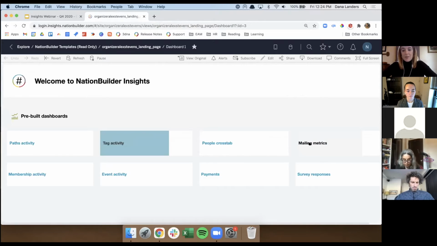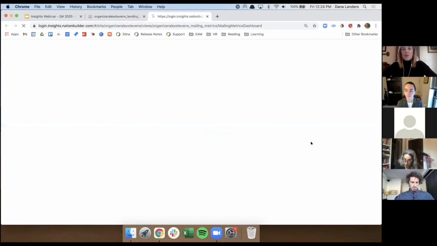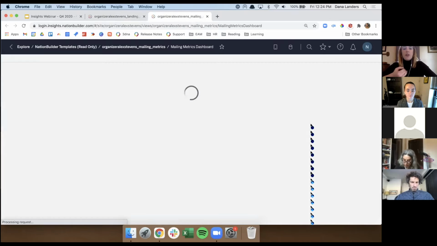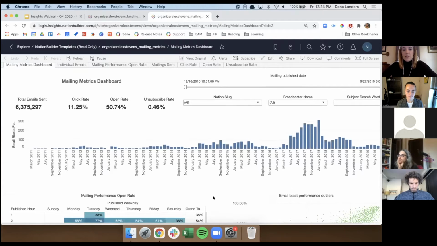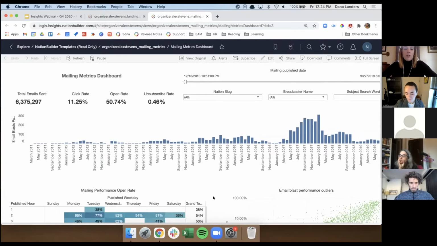Mailing metrics is one of my favorites. One of the most asked questions I get personally about NationBuilder is how can I do some advanced email reporting? Getting a sense of when your emails are getting opened, and which emails are getting higher open rates. This is a way for you to dig into that information. I can see my overall total emails sent, my overall click, open and unsubscribe rates.